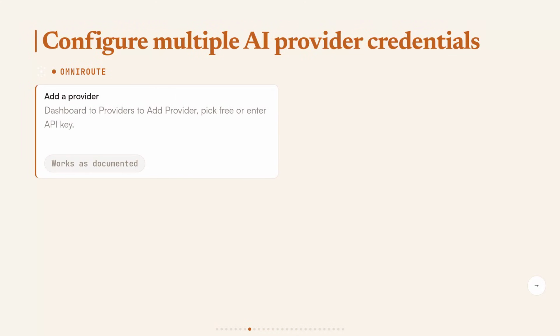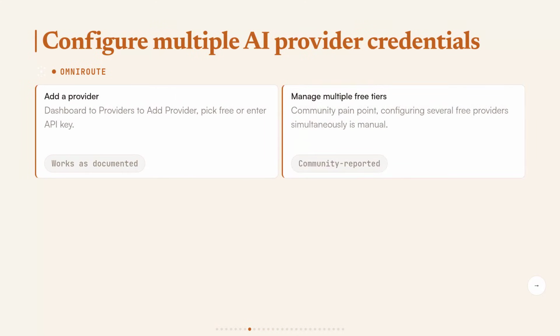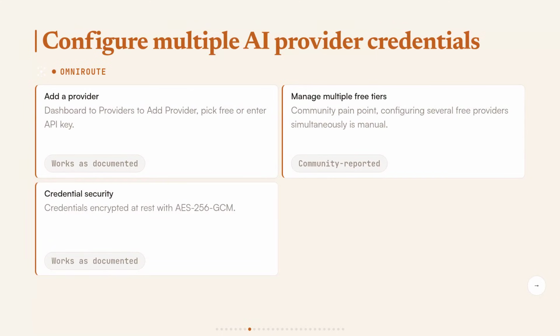There's also OAuth for subscription-based logins through a browser session, and a web cookie option that borrows your existing browser session for select providers. That's 4 different ways to connect a model, and according to a community security review, credentials sit encrypted at rest with AES-256-GCM once you've entered them, which is the kind of detail that matters if you're pointing this thing at paid accounts.